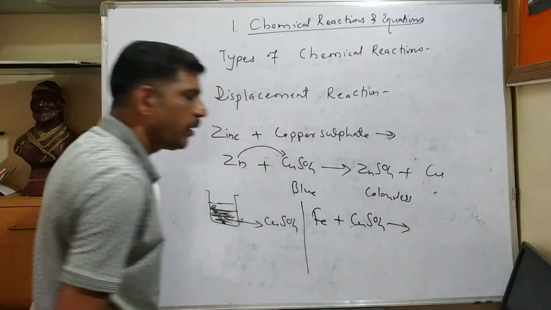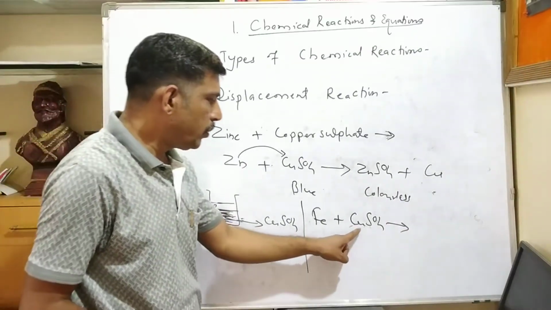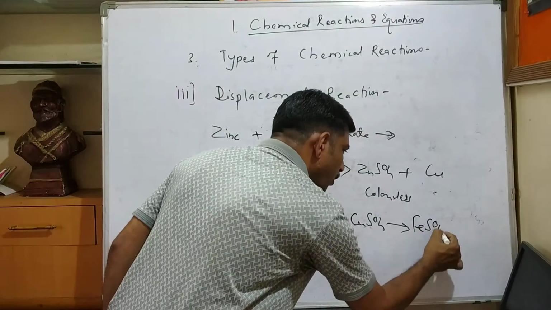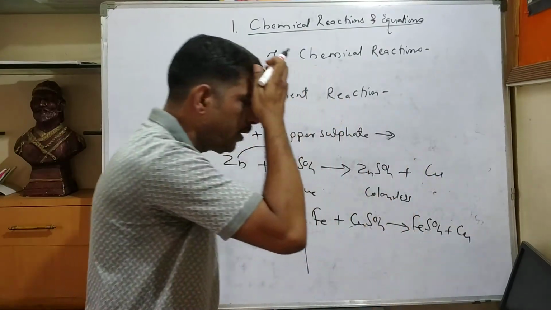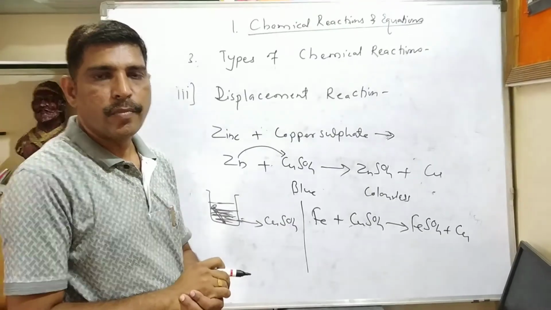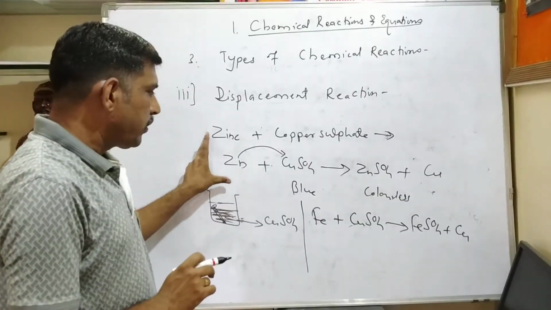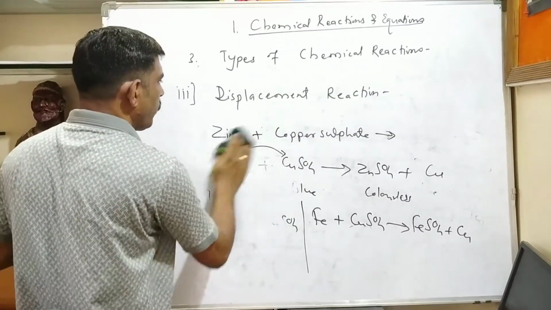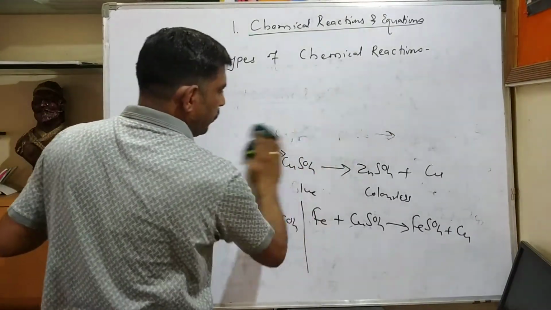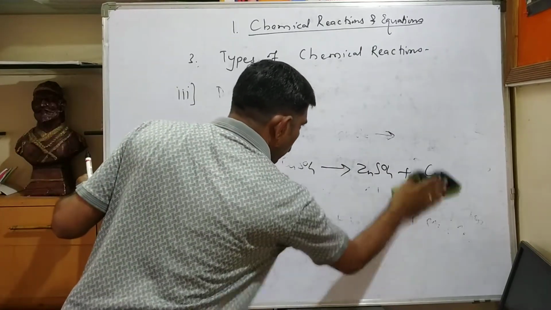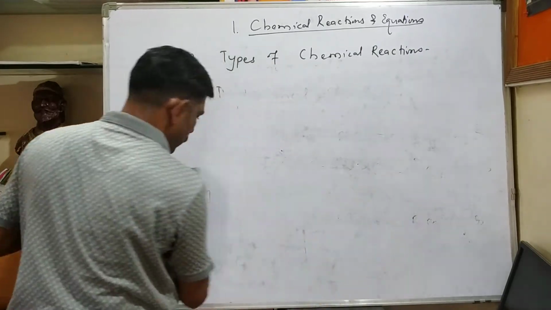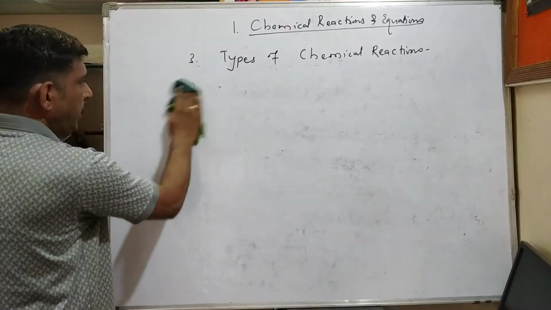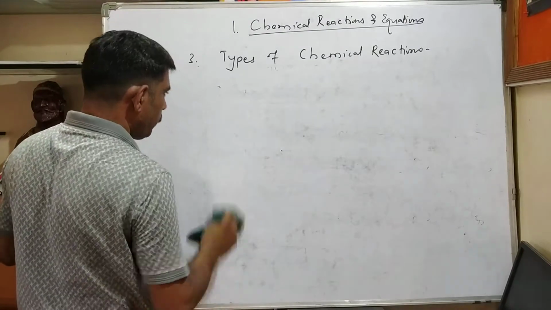Here the iron has the ability to remove the copper from its salt solution. Then we will get FeSO4 plus Cu. That means the displacement reaction takes place here. So you understand these two examples and also understand the displacement reaction. I hope that you recall all the three reactions with examples.